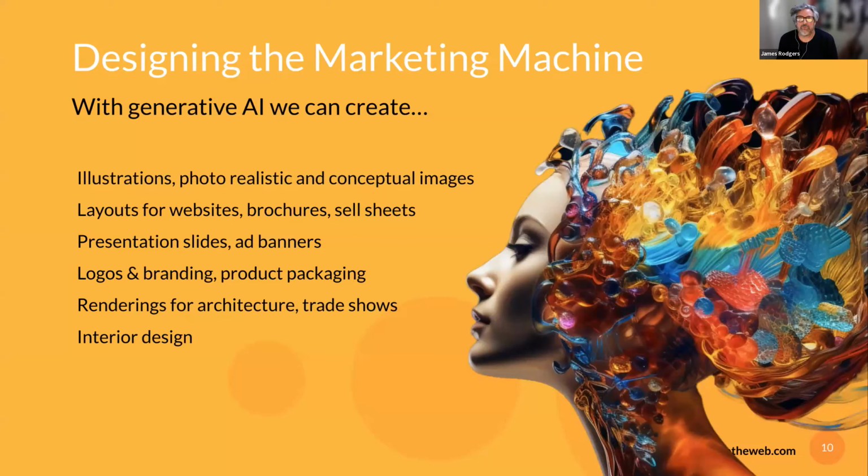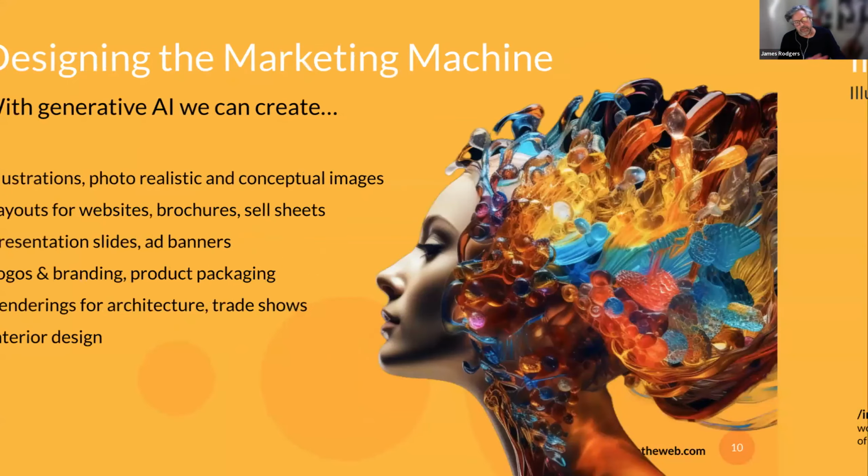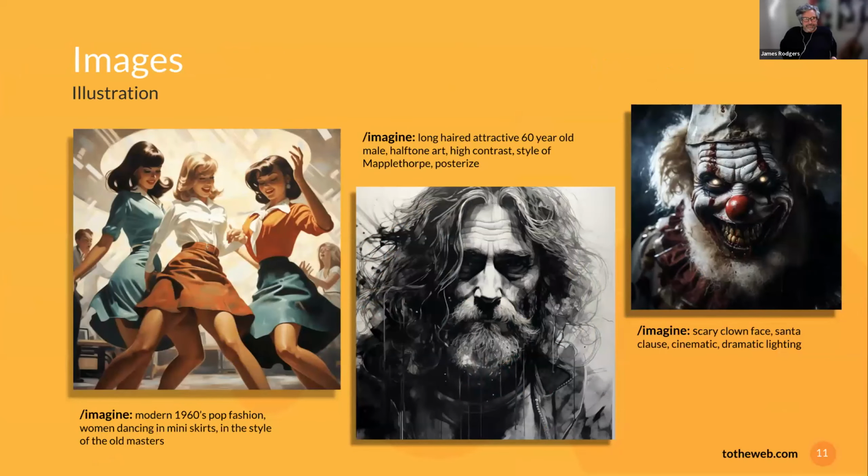So these are the kind of things we've been working on: illustrations, photorealistic, and then conceptual type stuff, like this one you're seeing here would be considered conceptual. Layouts for websites, brochures, sell sheets, all the kind of corporate assets that we use in marketing. Presentation slides and ad banners and logos and product packaging. And it's great for rendering different types of architecture, trade shows, and doing interior design. So these are the kind of things that we did, and we're going to show you that. So now the fun stuff begins.